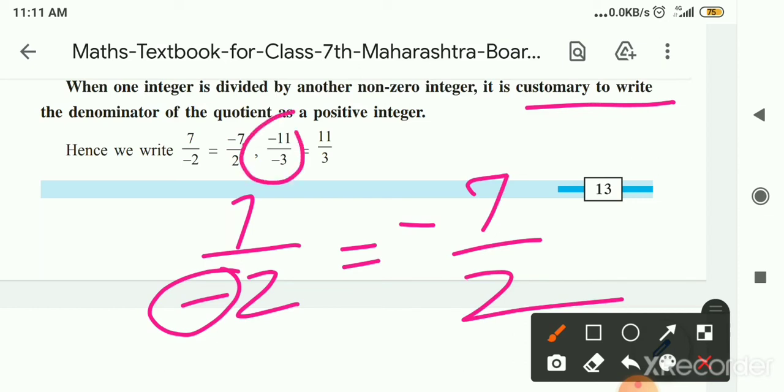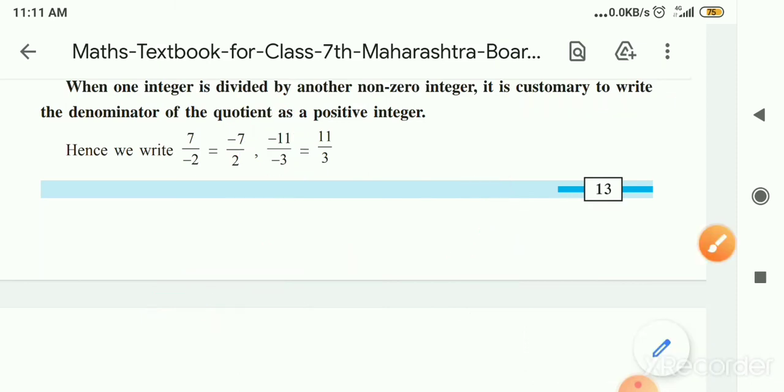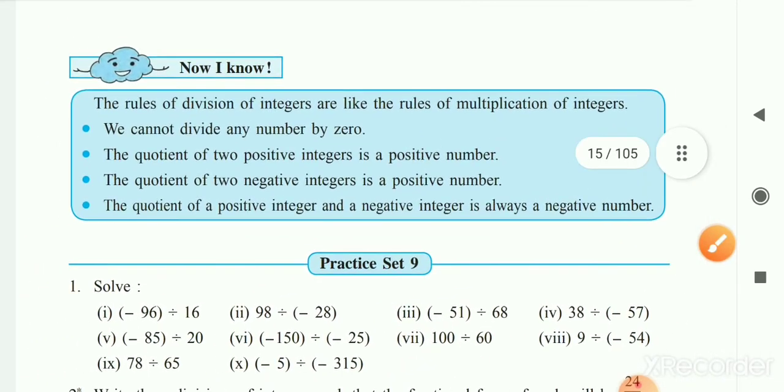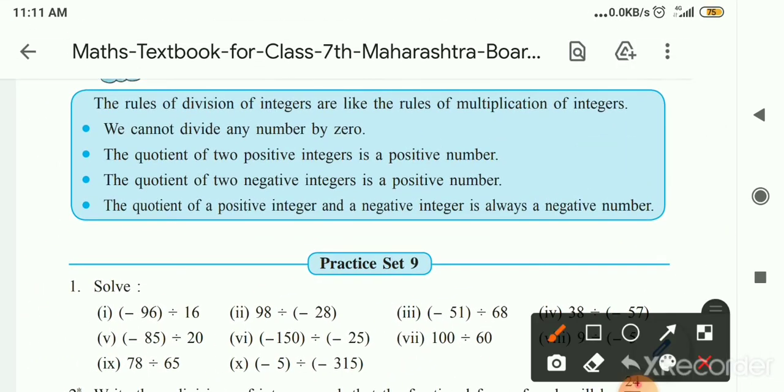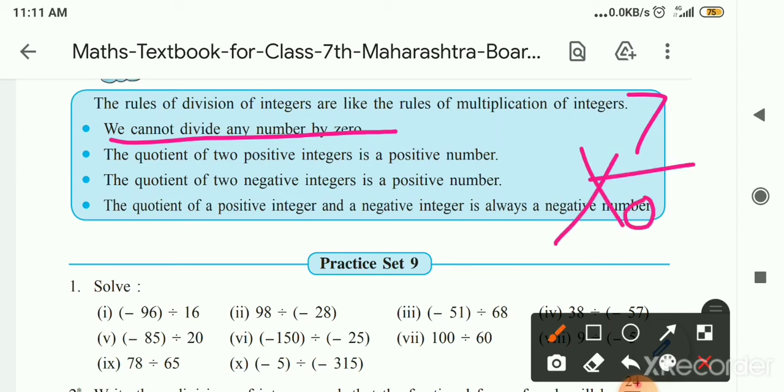And if both signs are the same, the answer is positive. From this, what I know is that we cannot divide any number by 0. Yes, 7 upon 0 is not possible. Then the quotient of two positive integers is a positive number.